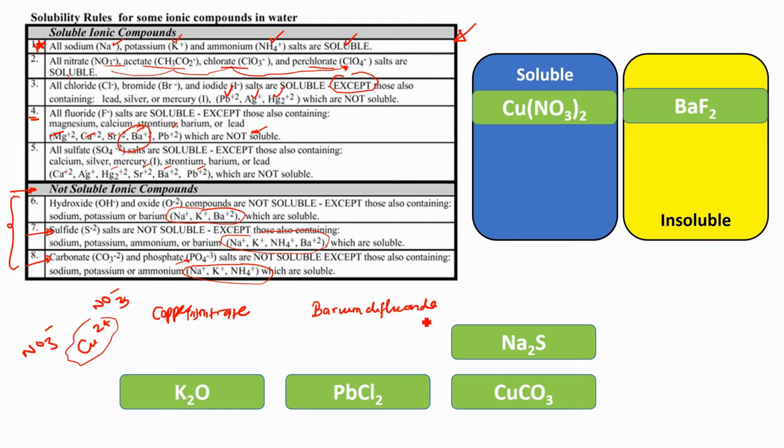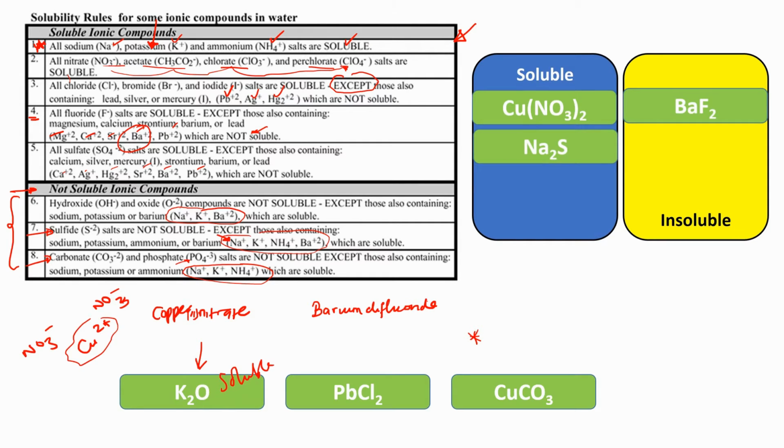Then we have sodium sulfide. Is sodium sulfide soluble? The answer is yes. Sodium sulfide is soluble because sodium is an exception of an insoluble sulfide. It's soluble. So next, potassium oxide. Is potassium oxide soluble? Let's look for oxides. Do we have a chart on oxide? Oh, we already know that all salts of potassium should be soluble. So potassium oxide must be soluble. We throw it into the bin.